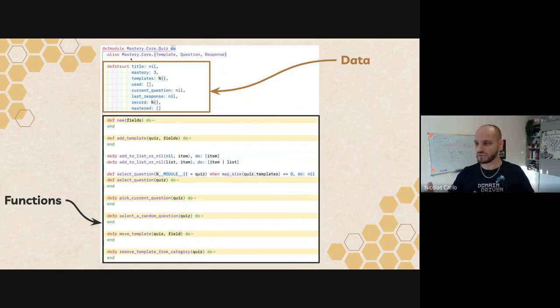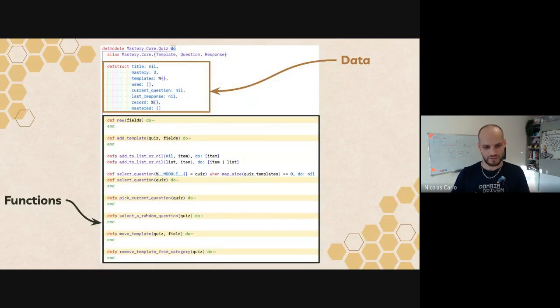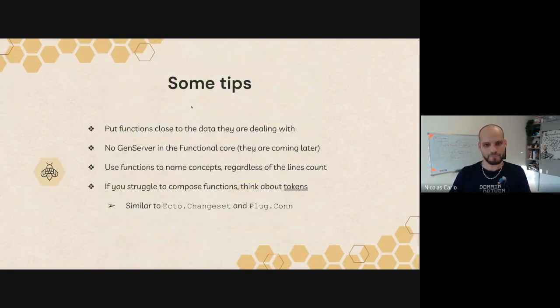So everything is transparent. The data is exposed, but it's not mutable. And you put next to it all of the pure functions that will usually take a quiz and return a new one, a modified quiz. So we do not mutate the same reference, but we return an updated quiz. For example, select question: we pass it a quiz, and it will return you a quiz with a question selected. There is no other argument, so I guess it's based on attributes that are already on the quiz. Okay. So put the functions close to the data that they are dealing with.